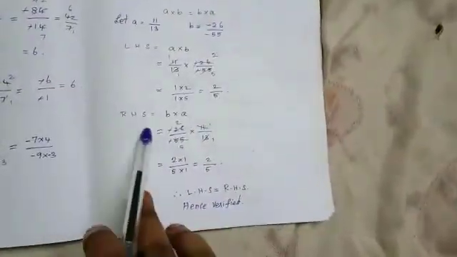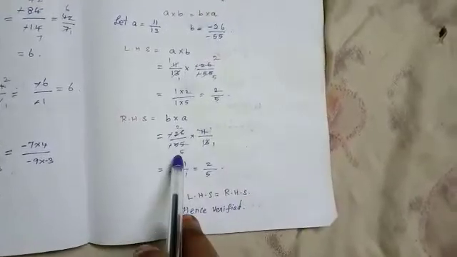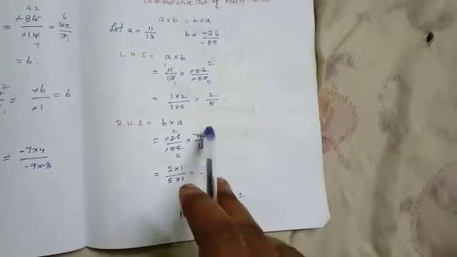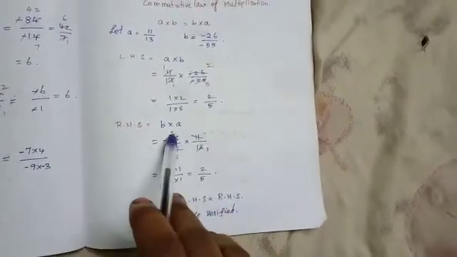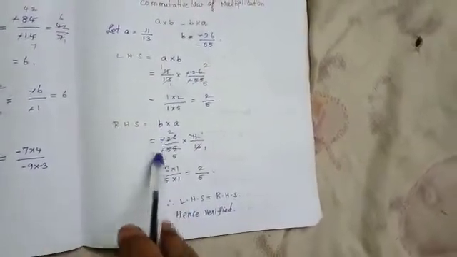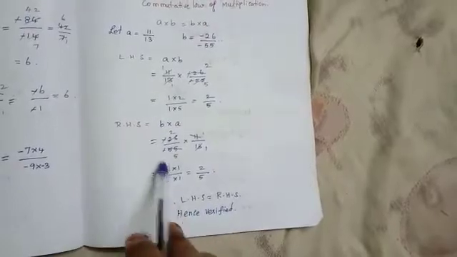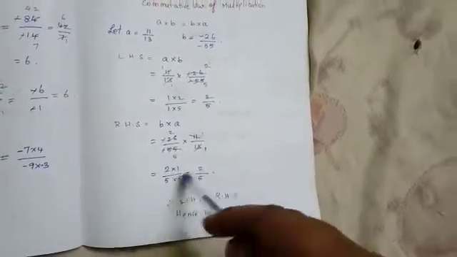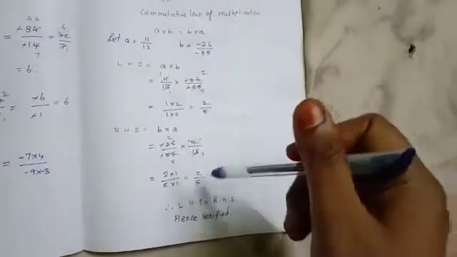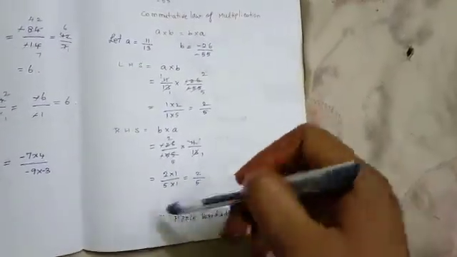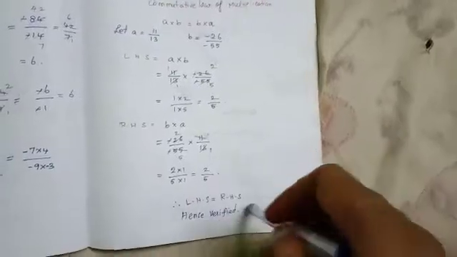The next one, right hand side, you take b into a. First you write the b number and the a number. You cancel: 11 table, 11 1 time, 55 5 time. 13 table, 13 1 time, 26 2 time. These two minuses are cancelled in our numerator and denominator. 2 into 1 by 5 into 1. 2 1s are 2, 5 1s are 5. So 2 by 5. Both LHS and RHS have the same answer. Therefore LHS is equal to RHS. Hence verified.